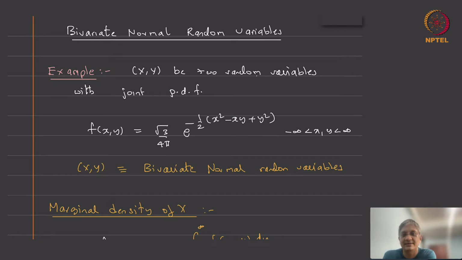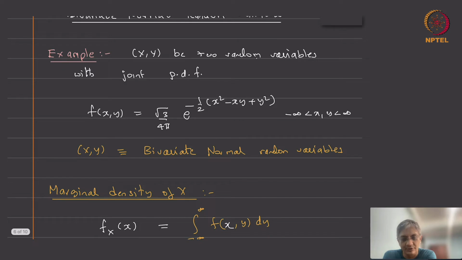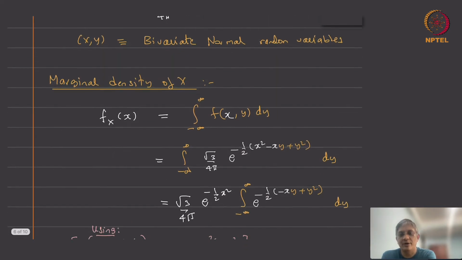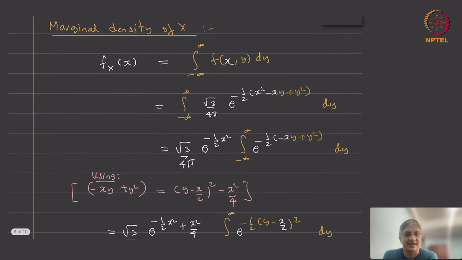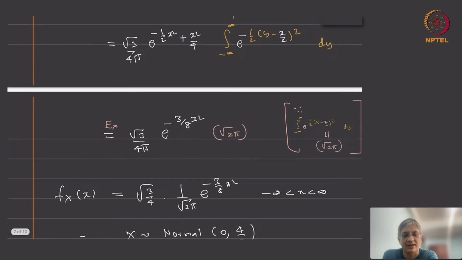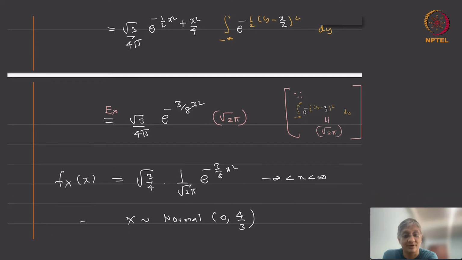We had said that x and y were two random variables with joint PDF given by f of x, y equal to root 3 by 4 pi e to the minus 1/2 (x squared minus xy plus y squared). I called this bivariate normal, though I didn't explain why. If you compute the marginal density of x, which is f_X(x) equal to the integral of f(x,y) dy over y, after completing the square we found it was normal with mean 0 and variance 4 by 3.